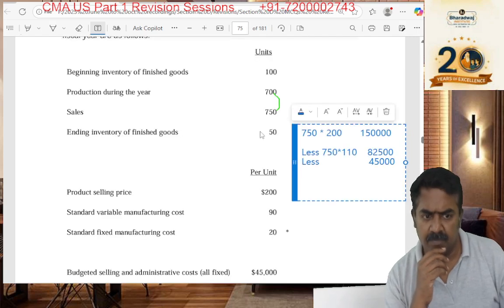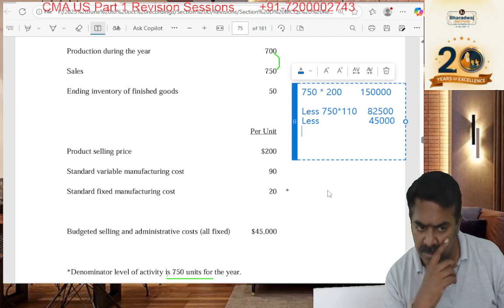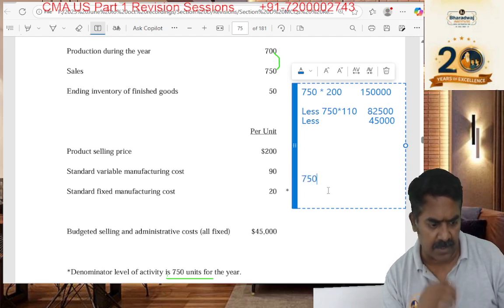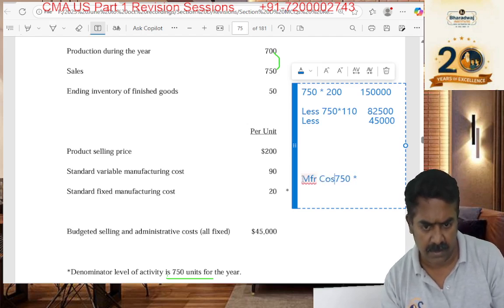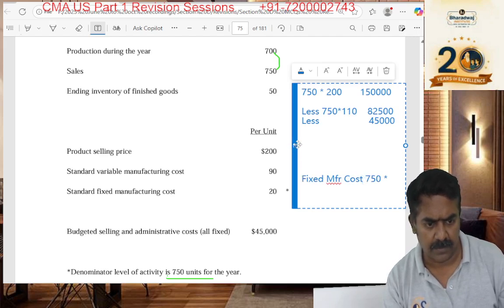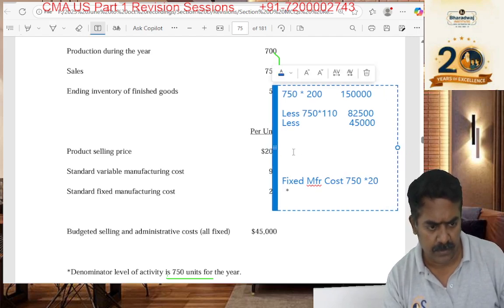Please remember how many units we manufactured this year. 700. Denominator is how much? 750 units. So there is a connection. Okay, let us see. 750 units into manufacturing cost, fixed manufacturing cost, 750 into 20. How much is it? 15,000.